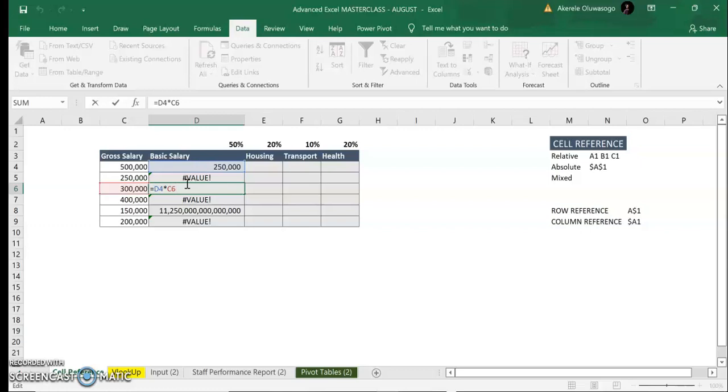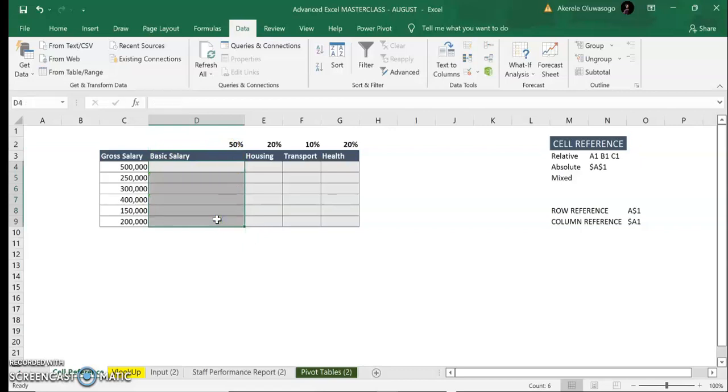But all you want Excel to do for you is to multiply 50% with all the gross salary. That means you are making the 50% constant. So in this example, we are going to use our absolute cell reference. So when you are doing this, you are going to make the 50% constant. So all you need to do is to tap your equal symbol and you click on the 50%. When you click on the 50%, you lock the 50%.